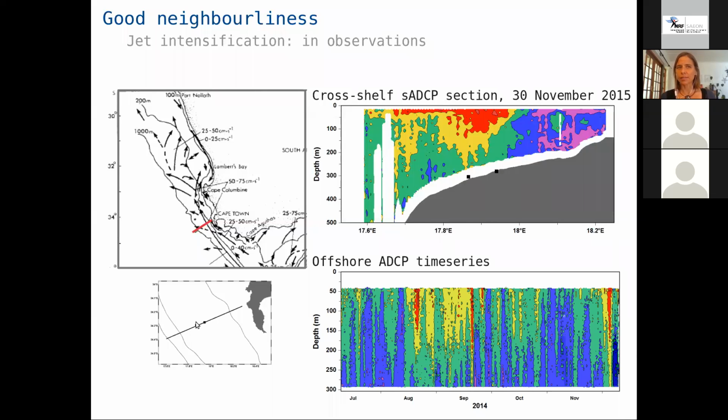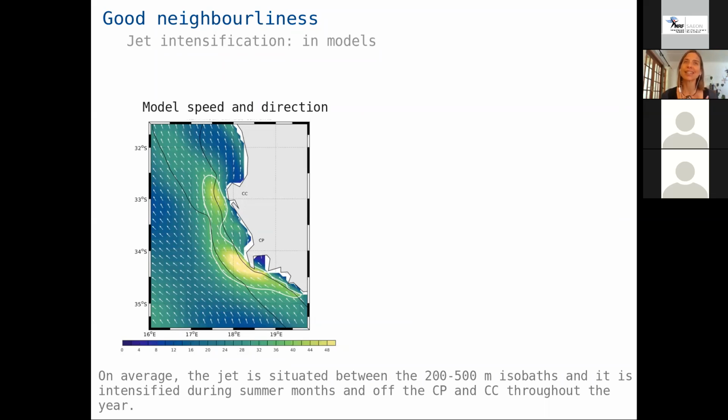But further offshore, a very valuable ADCP measurement has shown that it's quite variable. I mean, it's pretty much always there, but there is some variation. The problem with these golden in situ measurements is that, as valuable as they are, they don't tell us the full story. So I turned once again to my spatially and temporally coherent model to understand this jet better. Here is a plot of the model jet. We're looking at model speed and direction here. In the yellow colors, we see the intensified jet current off Cape Columbine and Cape Point. In the model, again, the jet is seated between the 200 and the 500 meter isobaths, which is exactly where we expect to see it.